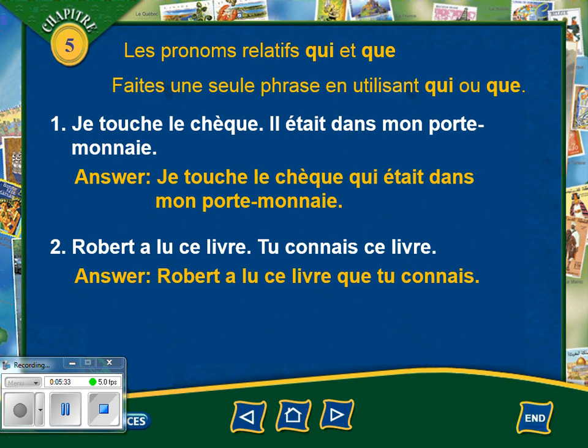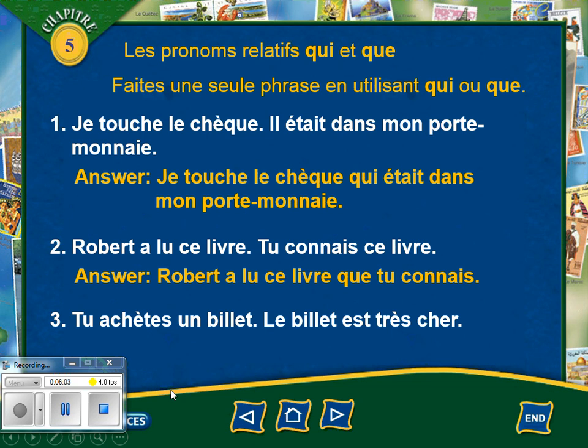Now, how do you know, Madame Mayo? That's what you're thinking. Madame Mayo, how do I know if I'm using qui or que? Well, let's look at this. Ce livre is in the second sentence. It's also in the first sentence. Robert read this book. You know this book. I wouldn't say Robert read this book. Who you know this book? No, I'm going to replace this book and say Robert read this book that you know. Again, I have to understand what it means.